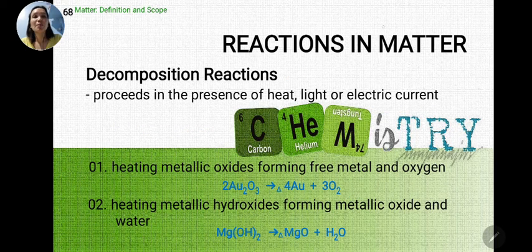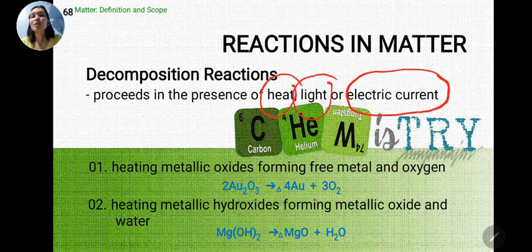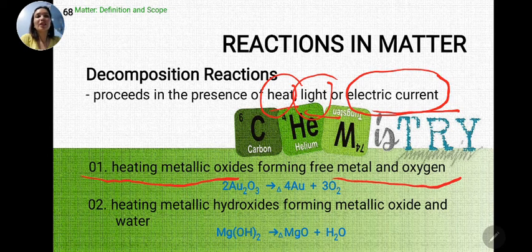So, this proceeds in the presence of heat, light, or electric current. So, yung decomposition reaction, kailangan natin ng heat, light, or electric current para mag-occur siya. So, hindi siya nag-occur naturally. So, first is, for example, when you heat a metallic oxide, it forms a free metal and oxygen. So we have here gold trioxide, and upon decomposition reaction, you will form gold and oxygen. So, madedecompose lang yung compound mo into simpler substances.